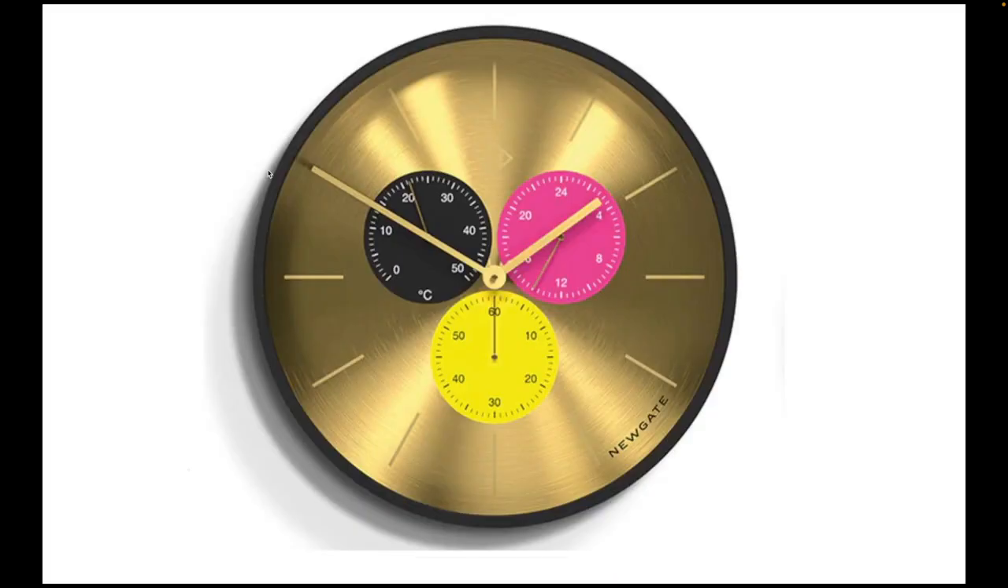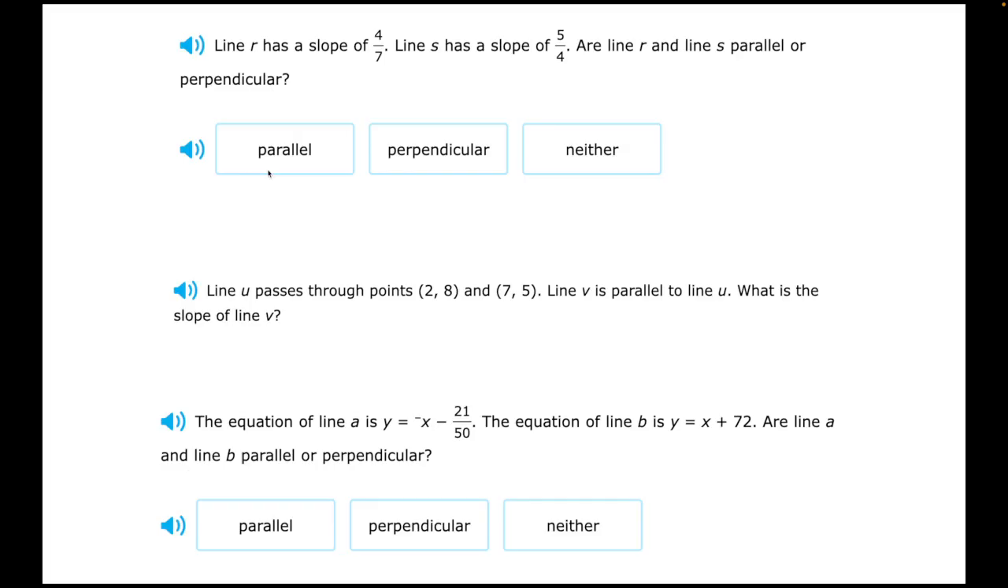All right, here's our cool clock for today, which means that it is time for you to practice what you just learned. Go ahead and pause the video and try these 3 problems on your own. And when you're ready, you can unpause the video, and we'll check your answers.